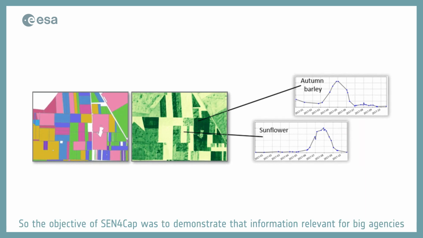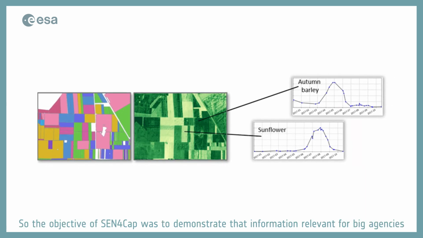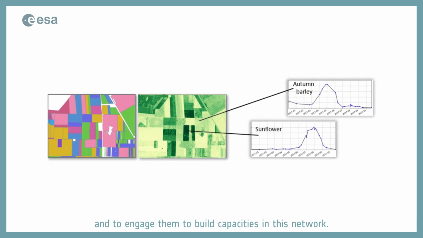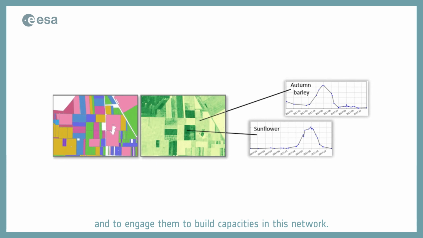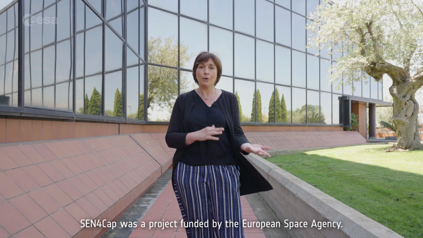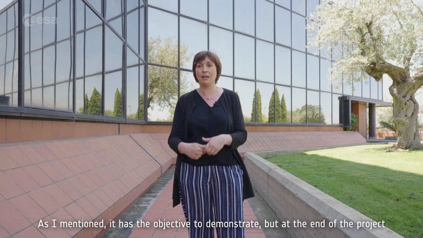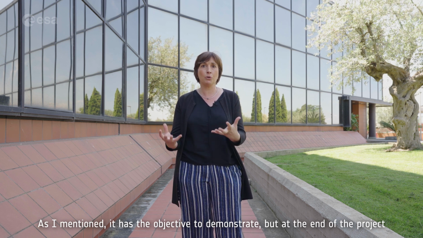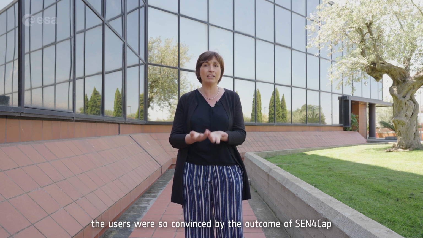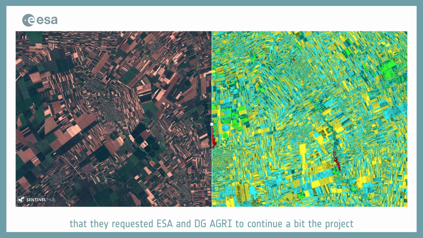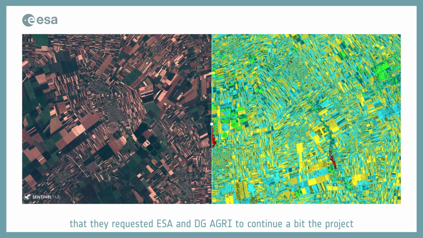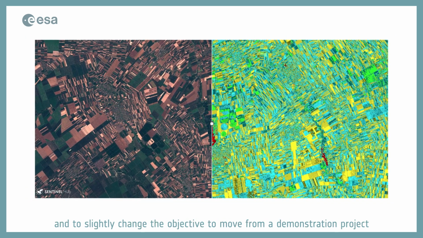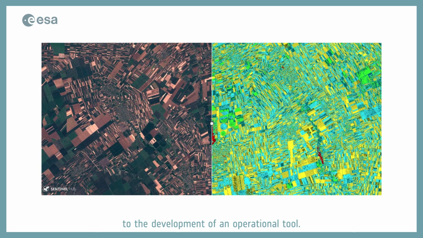So the objective of Sen4CAP was to demonstrate that information relevant for paying agencies could be derived from Sentinel data, to convince them and to engage them to build capacities in this network. Sen4CAP was a project funded by the European Space Agency. As I mentioned, it had the objective to demonstrate. But at the end of the project, the users were so convinced by the outcome of Sen4CAP that they requested ESA and DG Agri to continue the project and to slightly change the objective, to move from a demonstration project to the development of an operational tool.